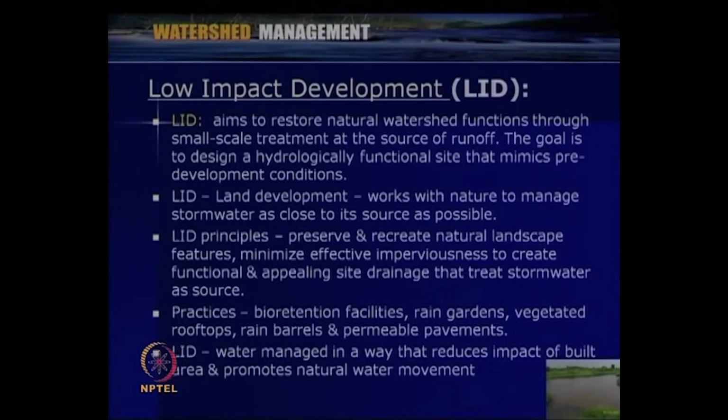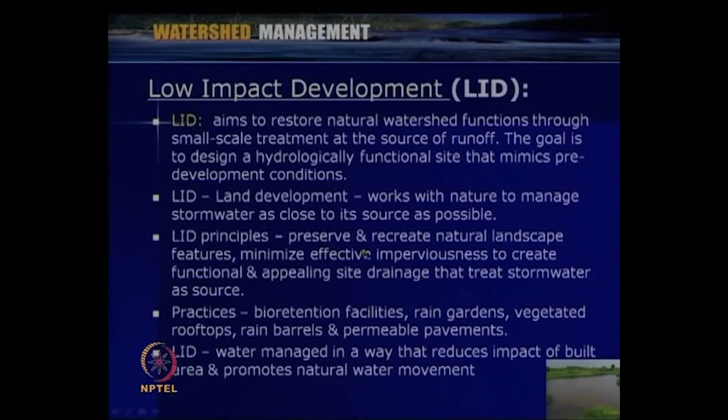So, that way LID, in land development, mainly it is related to land development, and it works with nature to manage stormwater as close to its source as possible. So, we do not want to take this entire stormwater to some central location, treat it and then discharge to rivers, but at the local level we want to deal with it.